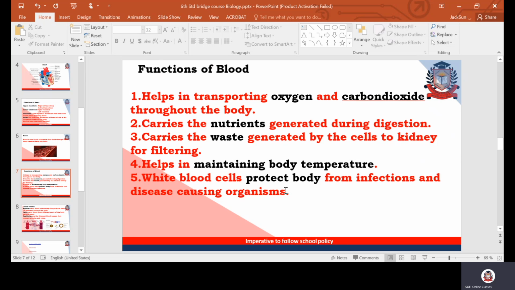So summarizing the functions of blood: it transports nutrients, oxygen and carbon dioxide, and it transports waste materials to the kidney for purification or filtering, and the blood maintains our body temperature, and the white blood cells protect our body from infections and disease causing organisms, or it is helping in the immunity of our body. So these are the major functions of blood.